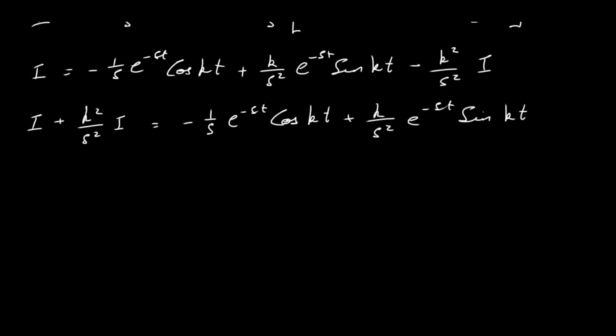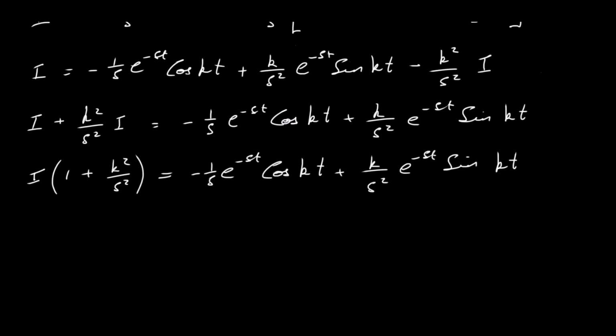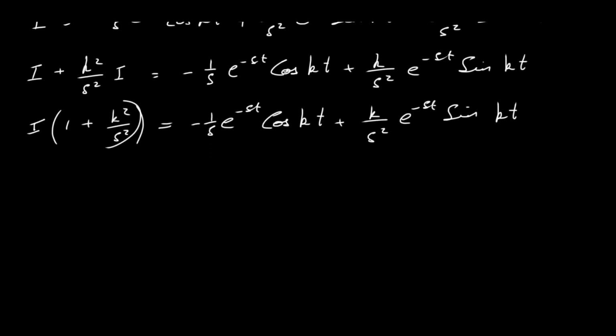So let's just factorize out the I here. So we have I times (1 plus k squared over s squared) is equal to, and again, just all of this. Okay, so what I'm going to do here is add these two fractions. So I've got I, and the common denominator here would be s squared, so that will leave me, this is over 1 here, so that will leave me with an s squared up here and a k squared here, and again that's just equal to all of this.